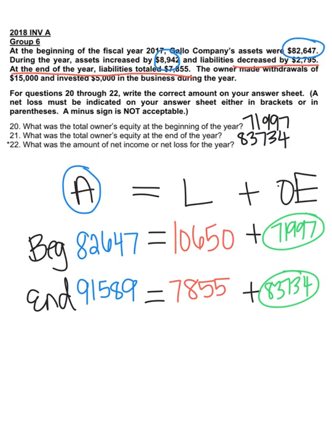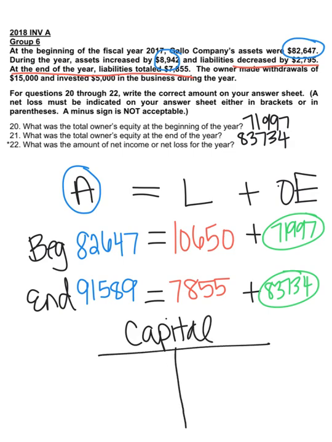Last question is, what was the amount of net income or net loss? So in order to do this, we need to set up a T account for owner's equity, which remember is the same thing as the capital account. We're going to start off with the beginning balance of capital, which was 71,997.